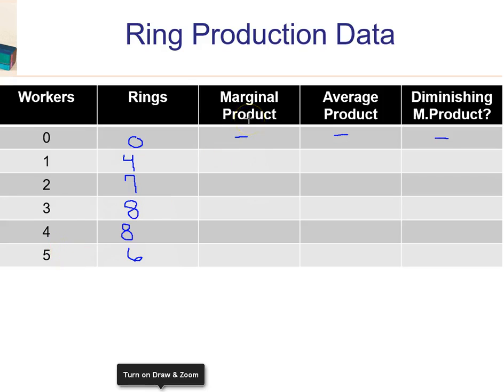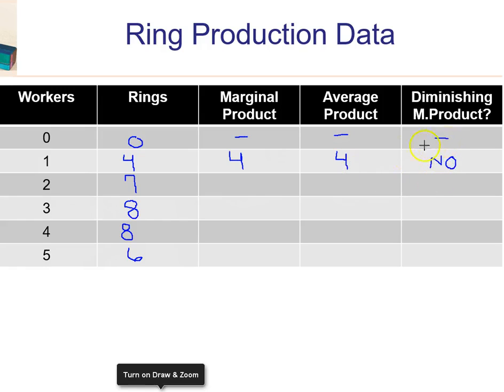So we want to find the marginal productivity of that first worker. To determine this marginal productivity, this is going to be your change in your output. Your rings went up by 4, divided by your change in workers. It went from 0 to 1. That's a change of 1. So your marginal productivity for this first one will be 4. To find your average productivity, simply divide your rings by your workers. So the average product of workers, or labor, is also 4. And no, we do not have diminishing marginal productivity for this first worker because it was undefined.